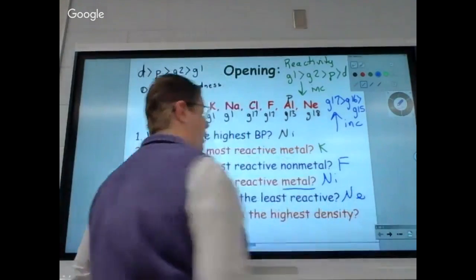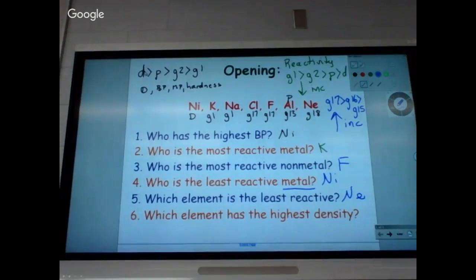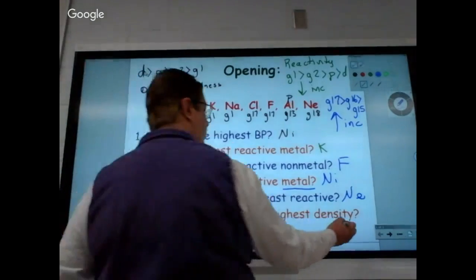And highest density. Who has the highest density? Nickel, because it's in the D block.